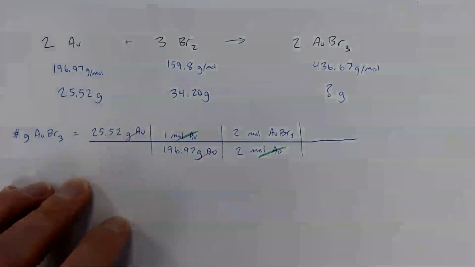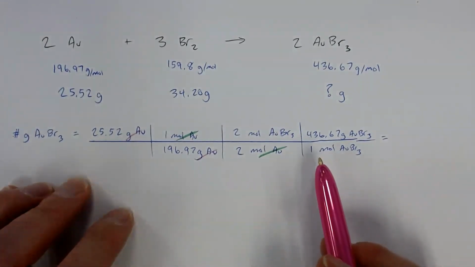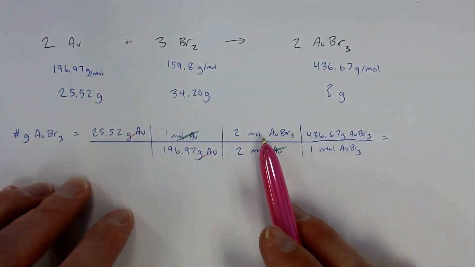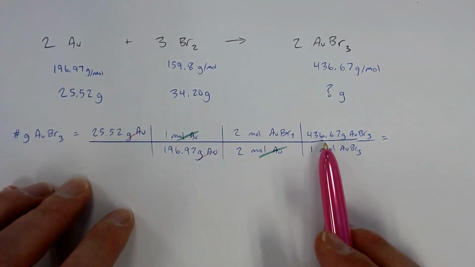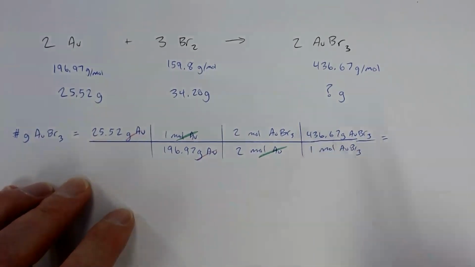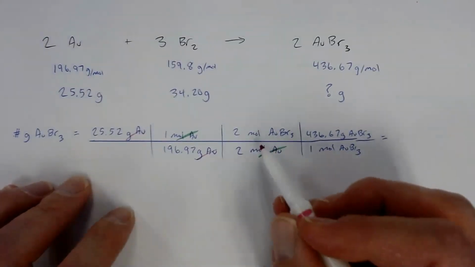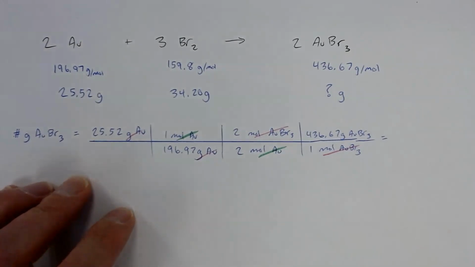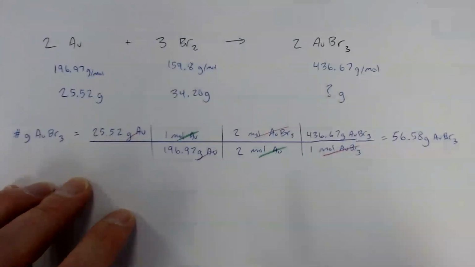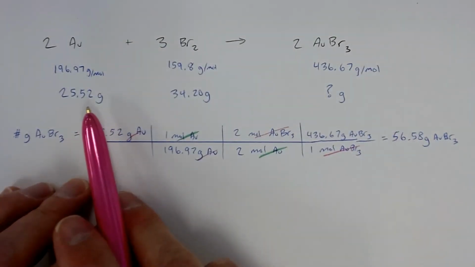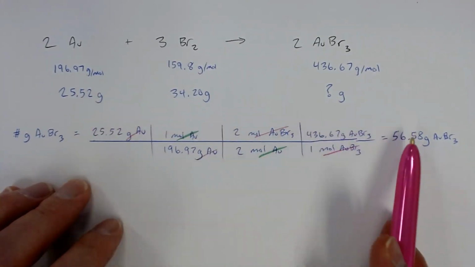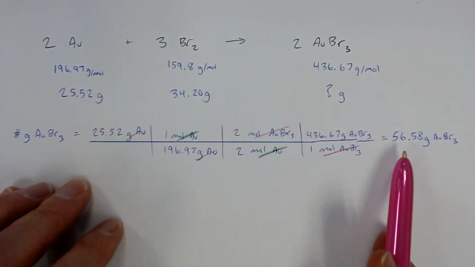I need to continue so that I can get that moles into grams. And so in this last step, I took the moles of gold bromide and I used the molar mass of gold bromide to get into grams. We're going to see from a unit standpoint that this moles of gold bromide disappears, leaving us with grams of gold bromide. And so if I put in 25.52 grams of gold, in theory, if all of it reacted, I would produce 56.58 grams of gold bromide.